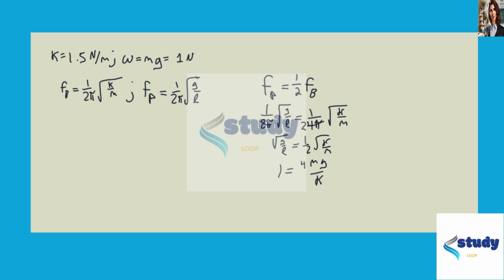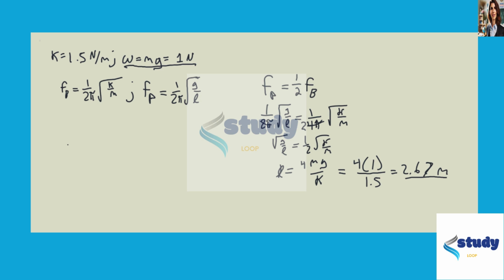All right. So we know that mg equals W, so our weight given up here equals 1 Newton. So we have 4 times 1 over K, which is 1.5. We get 2.67 meters. But this is the length of the stretched spring due to this 1 Newton force.